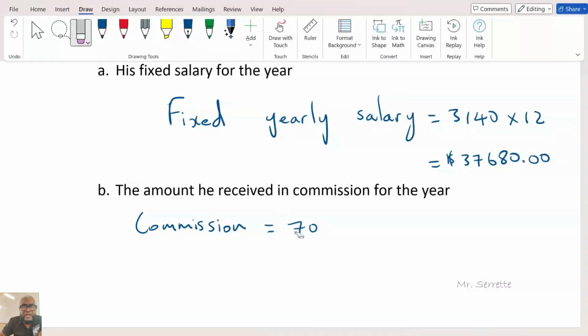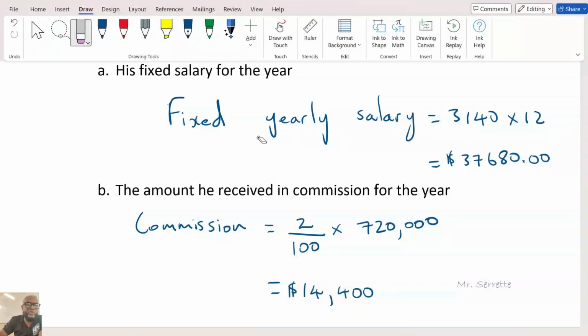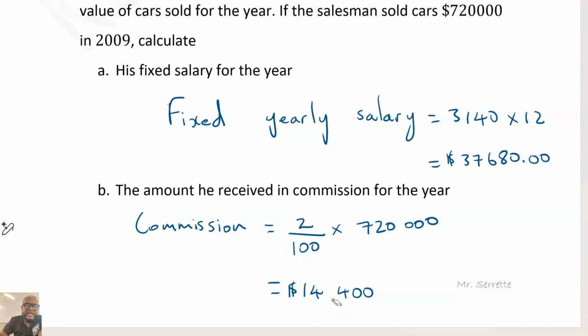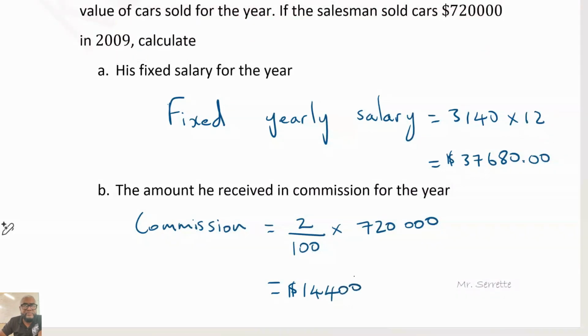Wait, no. The rate is 2 over 100 multiplied by 720,000. So give me the commission for the year. 14,400. 14,400 is how much extra this person is making. So it comes in as an end of year bonus kind of thing. That's what commission is like. Right? Everybody good here?